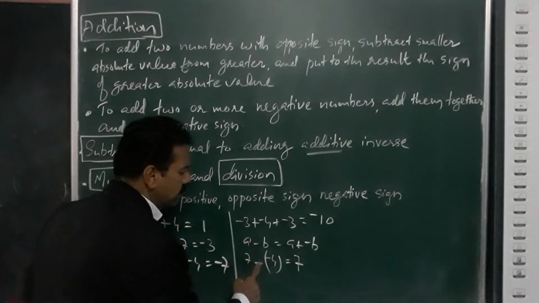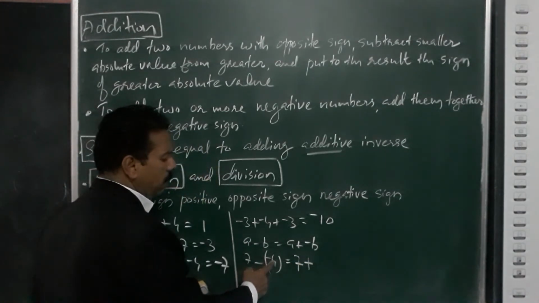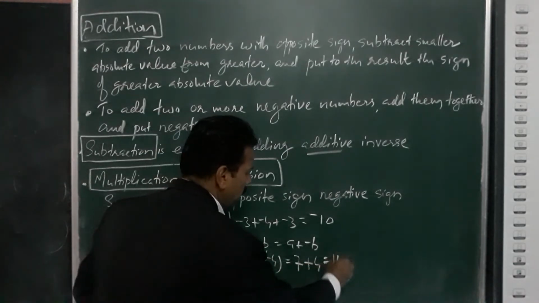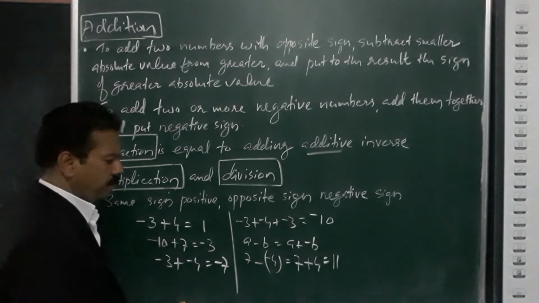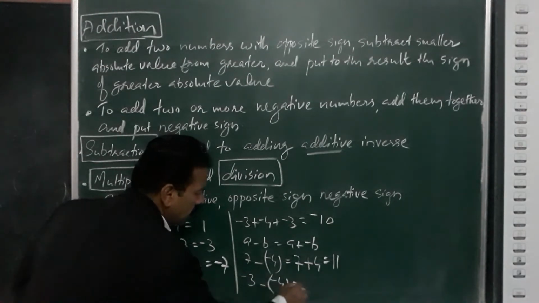Instead of subtraction, add the additive inverse of the second number. The additive inverse of minus 4 is plus 4. That is 7 plus 4, 11. That is the answer.